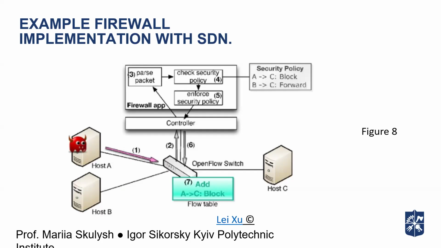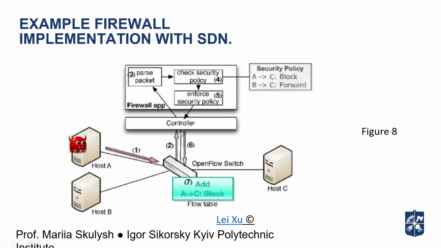It actually has information about this request. If it doesn't know, then this request is sent to the controller. In the controller, the controller asks the application, using the northbound interface, to the firewall application for some filtering. What does this application do?